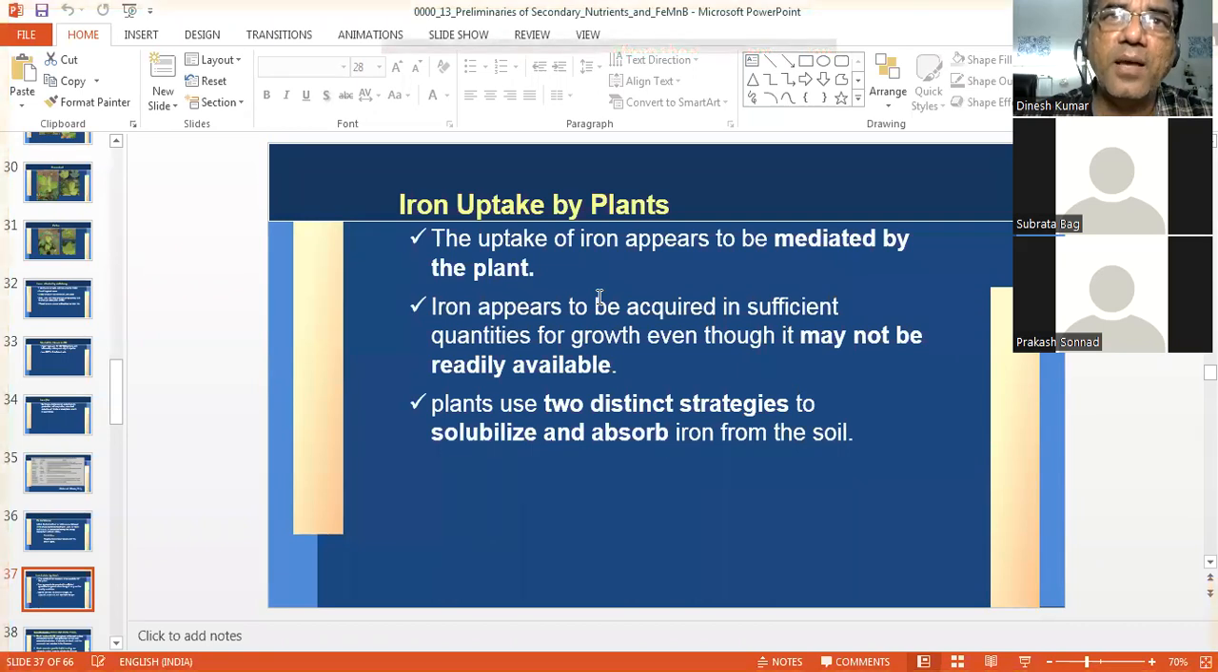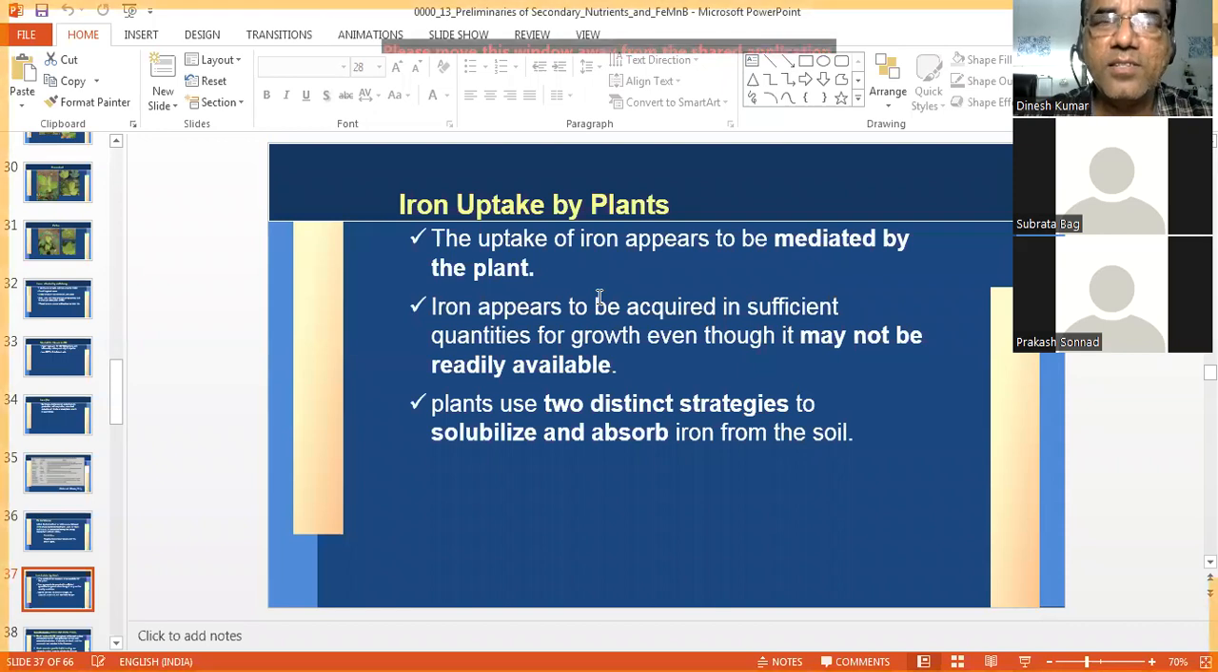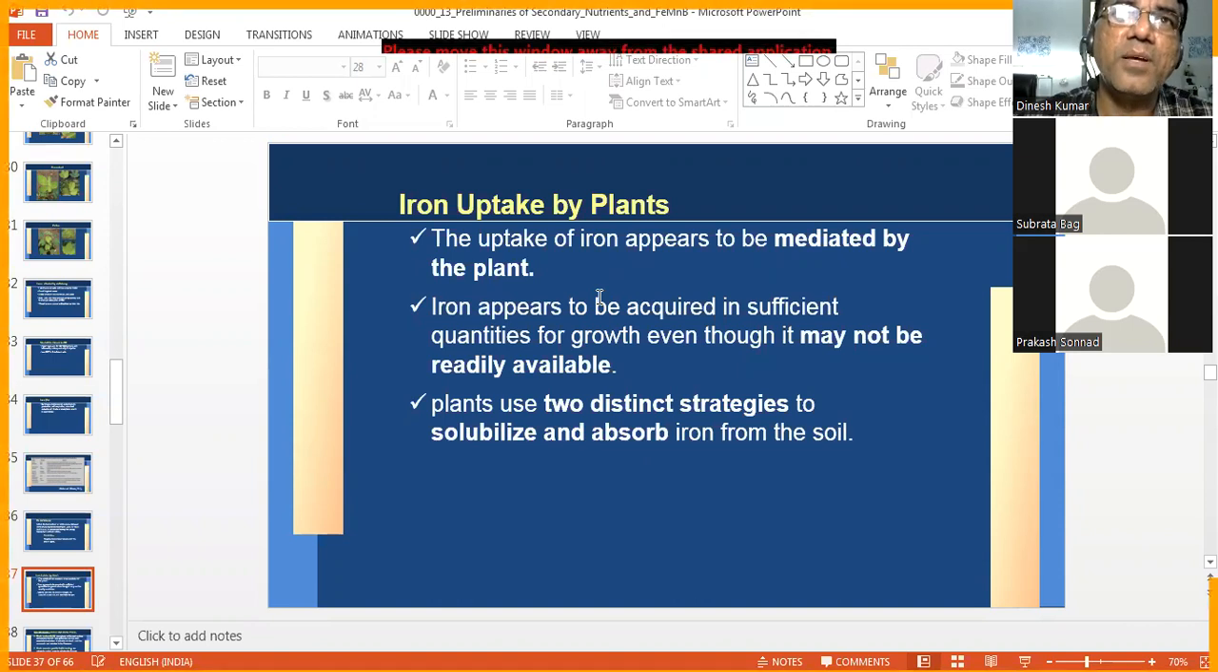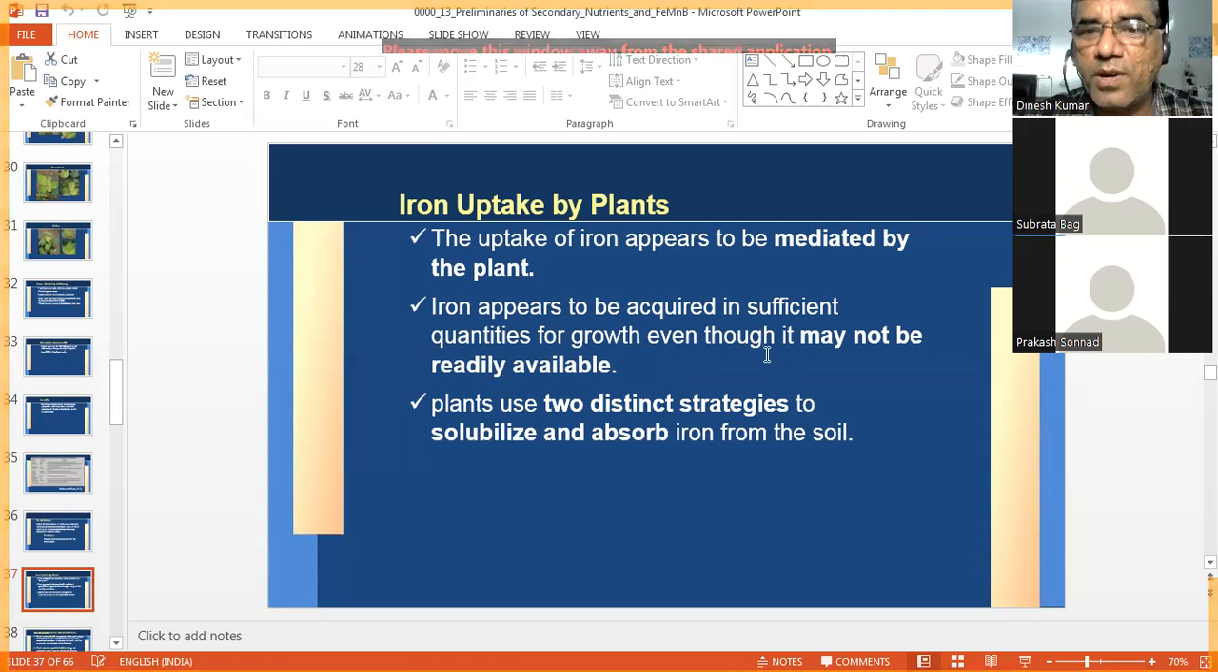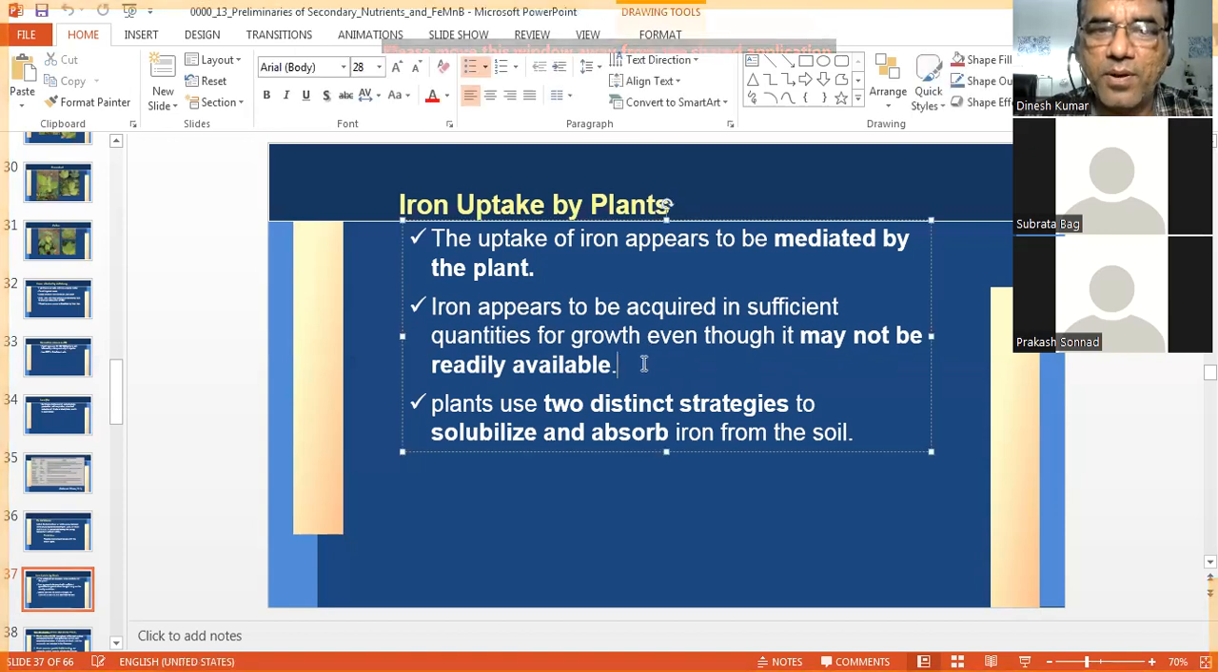But at the same time, wheat is also a cereal plant. It is just like rice, but still it is able to take up iron under aerobic conditions. That means some mechanism is there in wheat, which is not there in rice, to remove iron from the soil. So iron appears to be acquired in sufficient quantities for growth, even though it may not be readily available.